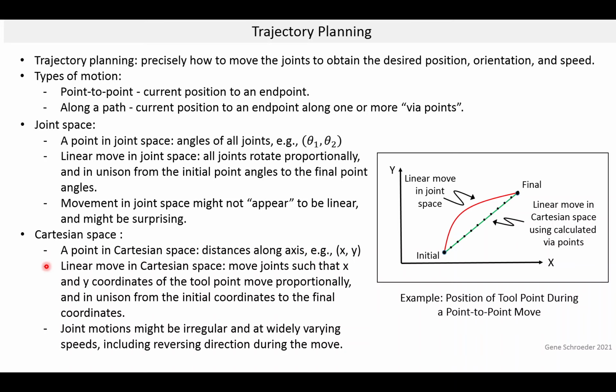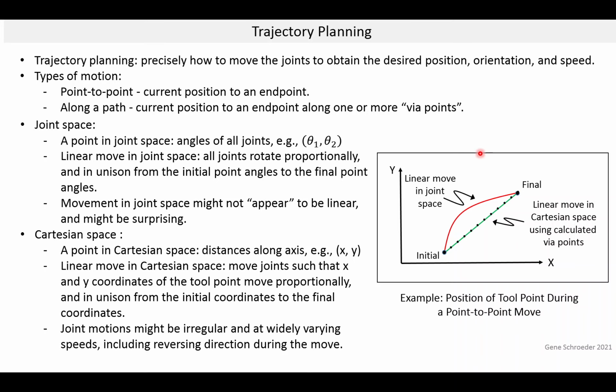For a linear move in Cartesian space, the joints are moved in such a way that the x and y coordinates of the tool point move proportionally and in unison from the initial coordinates to the final coordinates. When we are moving linearly in Cartesian space, the joint motions might be very irregular and at widely varying speeds, including reversing direction during the move.